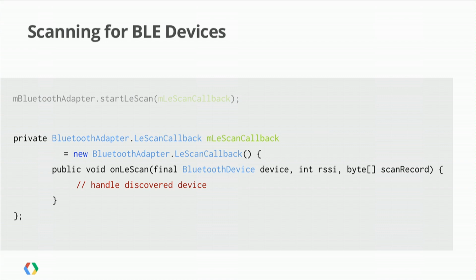We send out results through a callback, so you have to implement the LE scan callback API with the onLeScan. And there are three parameters we're going to call you with. One is a device. That's the one you want to find out. And RSSI, which is the received signal strength. And the scan record is the advertisement data in byte array format.